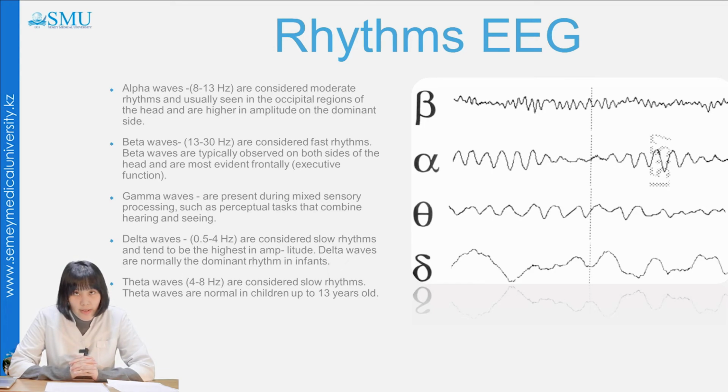Gamma waves, the last rhythm. Gamma waves are considered fast rhythms, and gamma waves are present during mixed sensory processing, such as perceptual tasks combining hearing and seeing.